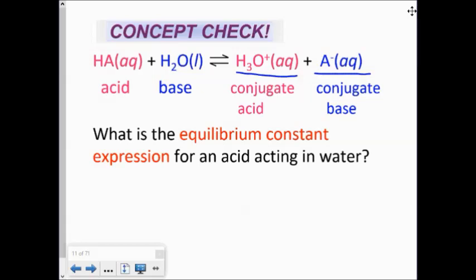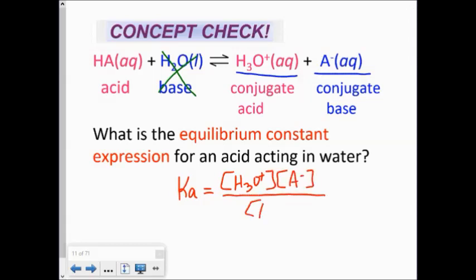What is the one that we're going to leave out? Why? The liquid is a pure substance, concentration doesn't really change. So then we would do Ka equals the concentration of the hydronium times the concentration of the conjugate base over the original concentration of the acid.